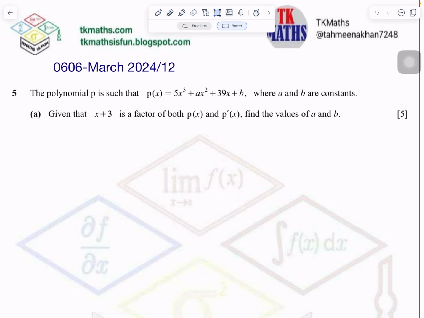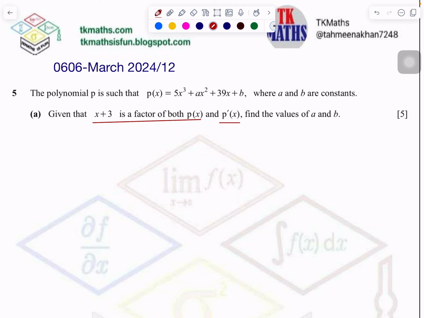In today's video, we will solve a question on factors of polynomial, which is a part of O-level AdMaths. This question is taken from March 2024, variant 1-2. So the polynomial function is given to you here, and one piece of information is given: x plus 3 is a factor of p of x and p prime x.